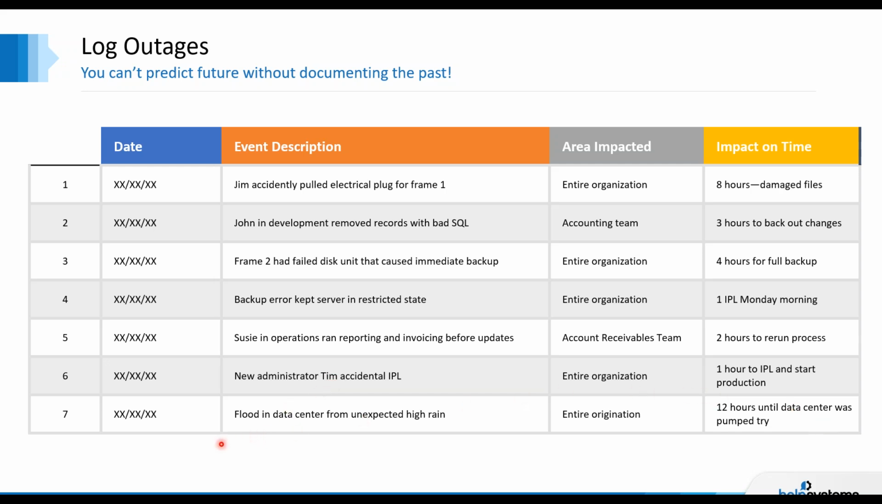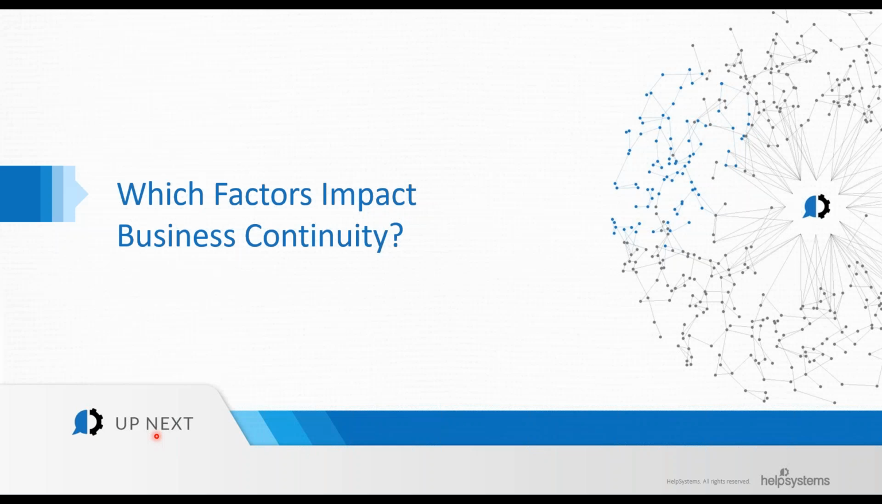A flood in the data center. Obviously, you can have natural disasters, all kinds of things, but we have to document that so that we can help provide facts about what's happened in the organization. Fortunately, IBM i has this great reputation of always running, but there are problems that come up and that do impact us. So over to you, Chuck, to talk about which factors impact business continuity.